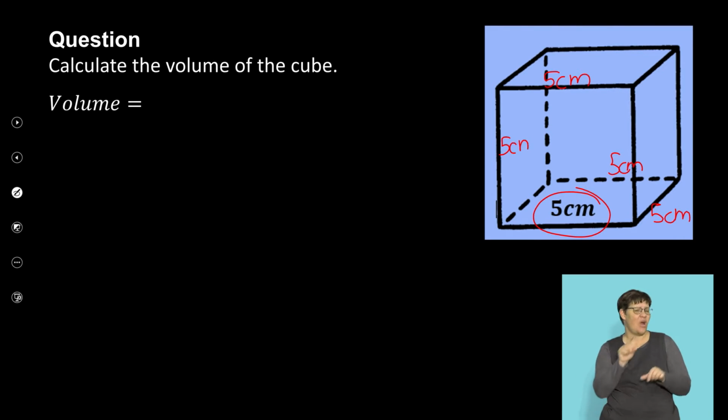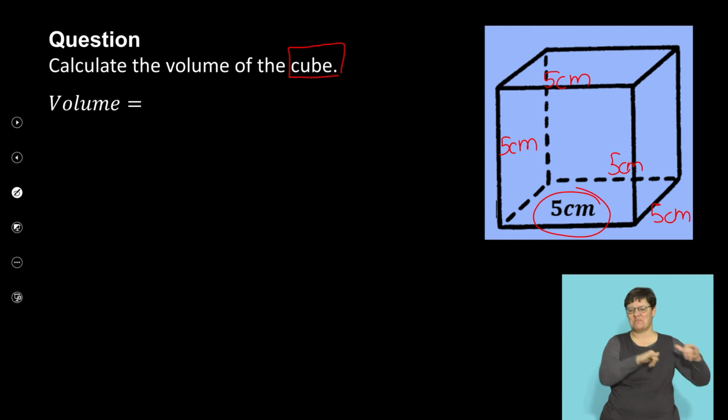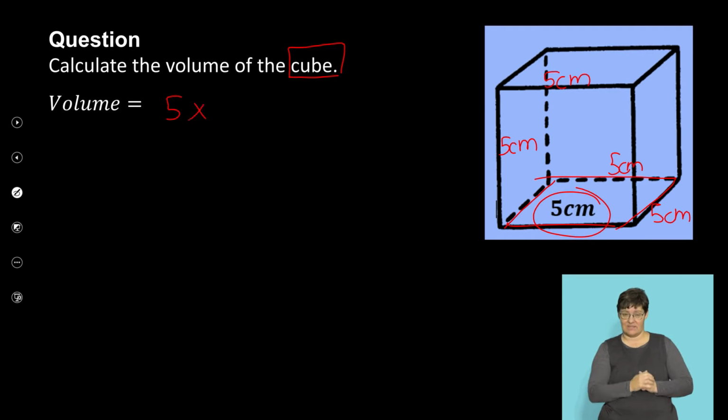So with measurement questions, please make sure that you read your question carefully, because the fact that this is a cube is your immediate first clue that I actually know what my dimensions are of my shape. So the volume is the area of the base, and I've got a square base, and the area of a square is length times breadth, so it's going to be 5 times 5.